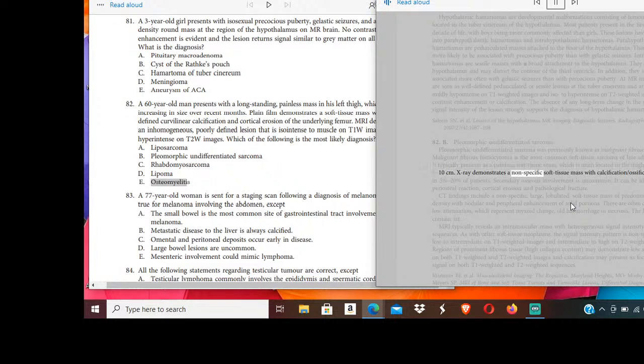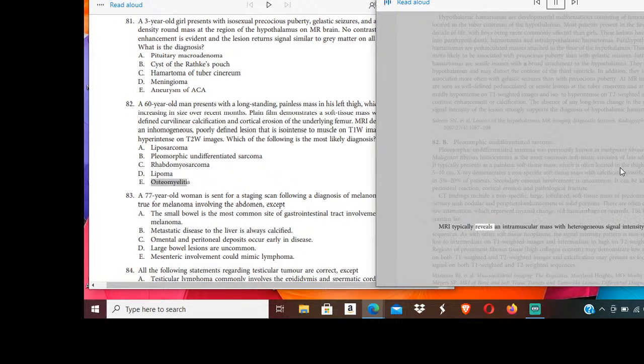X-ray demonstrates a non-specific soft tissue mass with calcification/ossification detected in 5%-20% of patients. Secondary osseous involvement is uncommon. It can be identified as periosteal reaction, cortical erosion, and pathological fracture. CT findings include a non-specific, large, lobulated, soft tissue mass of predominantly muscle density with nodular and peripheral enhancement of solid portions. There are often central areas of low attenuation, which represent myxoid change, old hemorrhage or necrosis. The lesion does not contain fat.